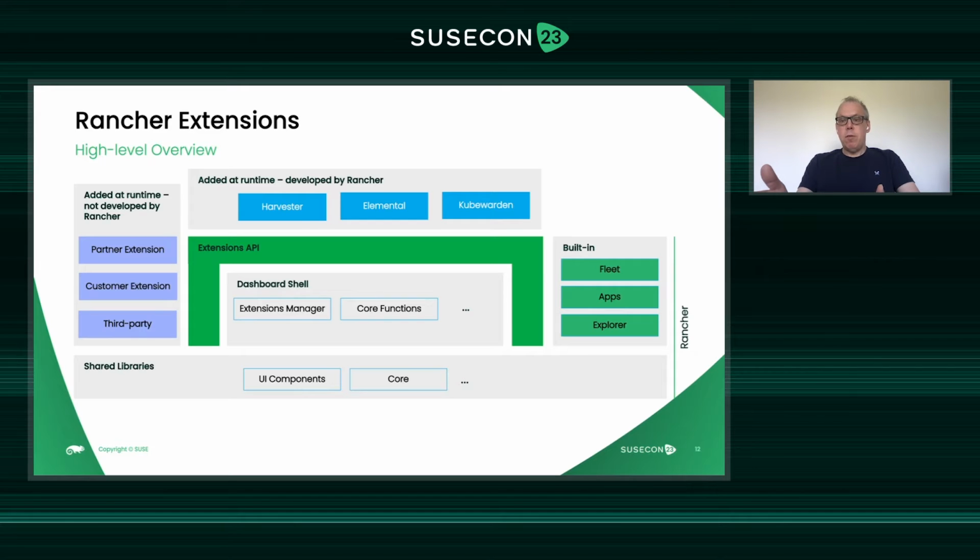Now, some of those, if you look on the right, might be built in. If you just had that raw shell, it would come with nothing in it. You have to install a bunch of extensions. So Rancher, the product, will come with a number of built-in extensions, things that are currently built in, but they're not modeled as extensions.